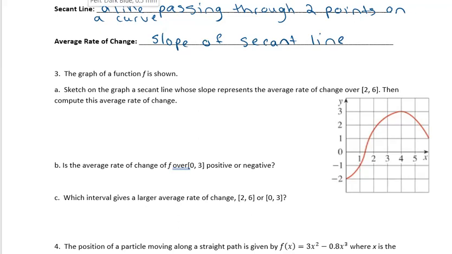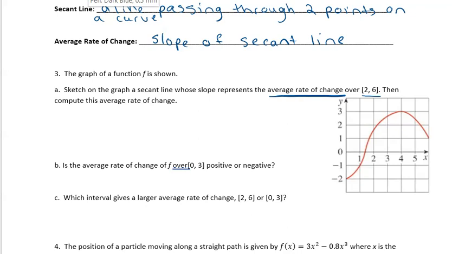Let's look at this one. The graph of a function f is shown. Here it is in red. Sketch on the graph a secant line whose slope represents the average rate of change. So that's going to be our slope, that's our secant line, over the interval 2, 6. Now we have our points. Then compute this average rate of change.